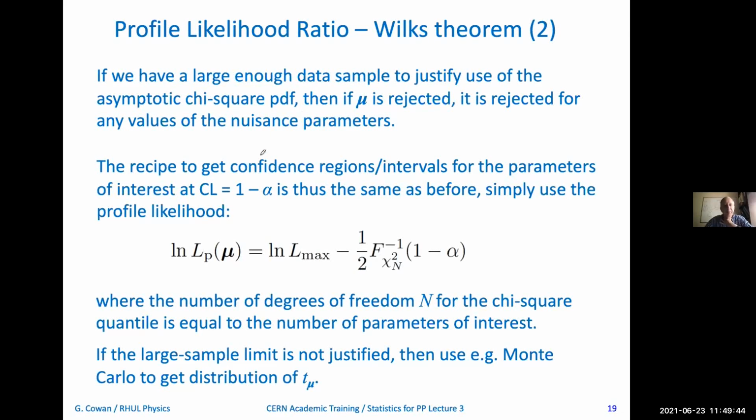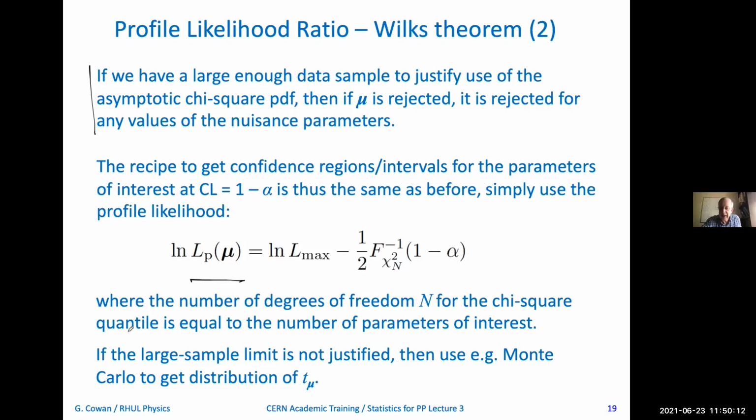So, right, that's just what I said. And so that means that the recipe to get the confidence intervals or confidence regions for the parameters is essentially the same as before. It simply means that you use the profile likelihood instead of the full likelihood. All right. Now, the problem is, when do you know whether or not this asymptotic limit is an adequate approximation?